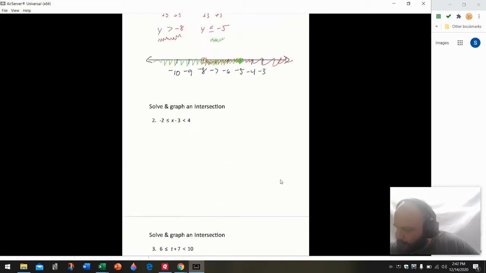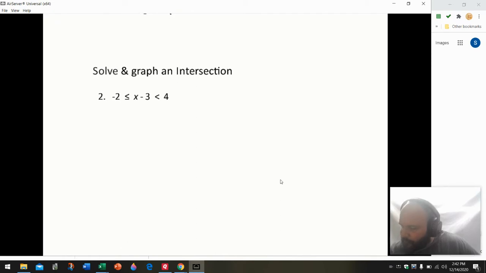Okay, let's try another one. It says solve and graph an intersection. Now, this one's a little bit different than the others because this one has two different inequalities. If you notice right there, there's a less than or equal to, and then there's also a less than. So both of those inequalities are actually going to get a line, just like this.